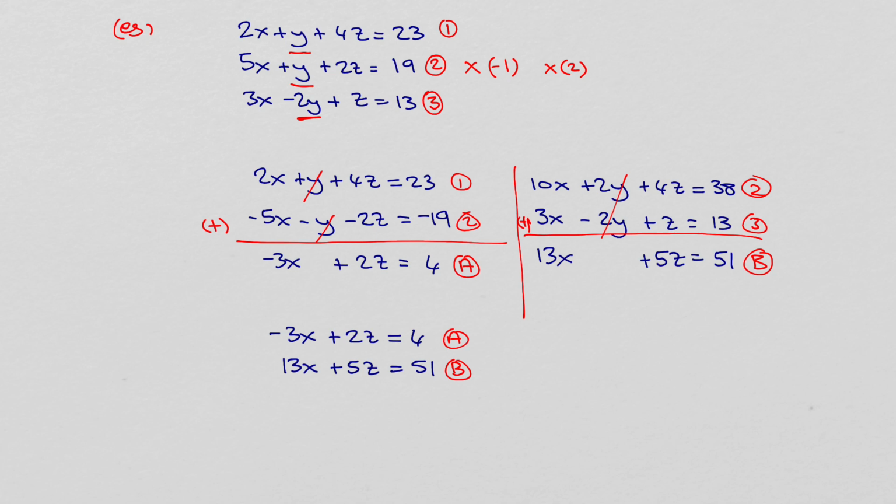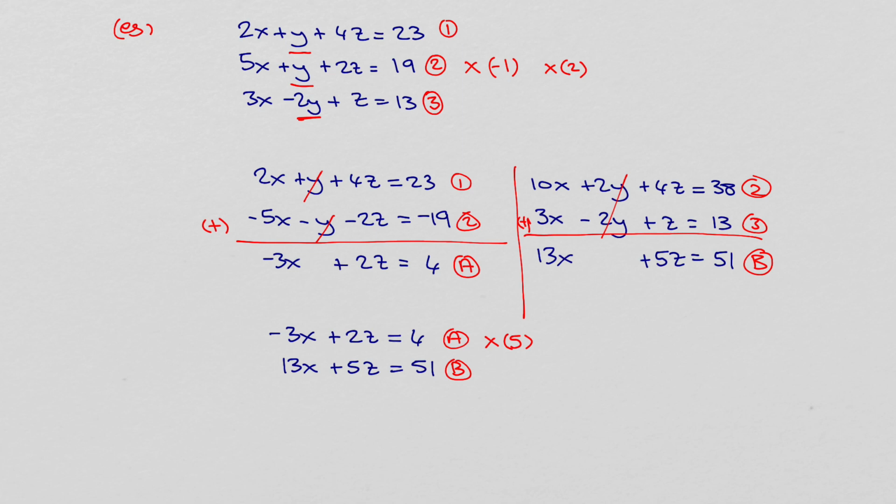So that means I'm going to have to make the coefficients of z the same but the opposite sign. So this time I have a 2 in front of the z and a 5 in front of the z. So really the easiest way to go is to find the lowest common multiple of 2 and 5. So that would be 10. So that means to make 2z become a 10z, I'm going to have to multiply both sides across by 5. And to make 5z a 10z, I'm going to have to multiply both sides across by 2.